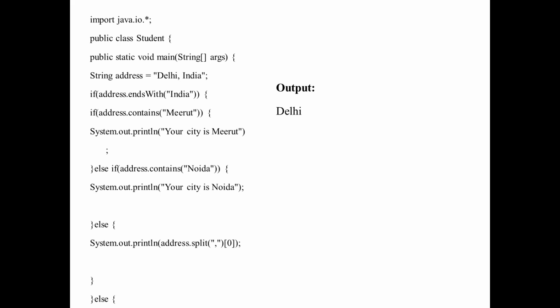Now another, else if address dot contains Noida. This condition also fails. Then "your city is Noida", this condition. Another is address dot split comma semicolon, this is another condition. Else System dot out dot println, address dot split. Else, this condition also fails.